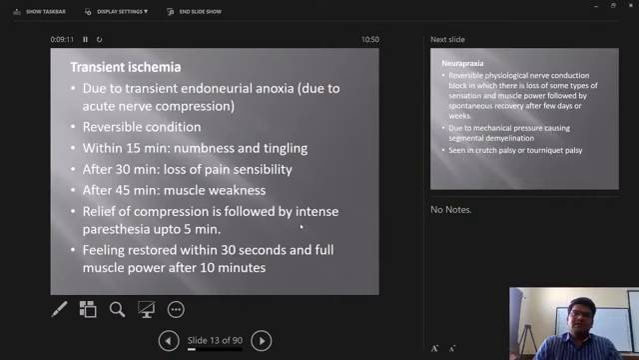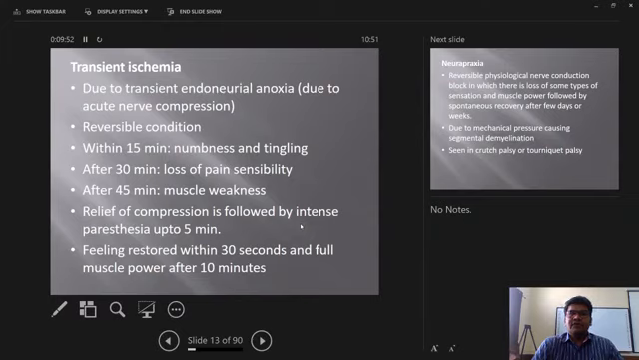Coming to transient ischemia. So due to transient endoneural anoxia. Whenever there is a compression on the nerve or due to traction of the nerve, there is transient ischemia to the nerve. The blood supply to the nerve is not there for some period of time. So that is because of transient endoneural anoxia due to acute nerve compression. This transient ischemia is a reversible condition.